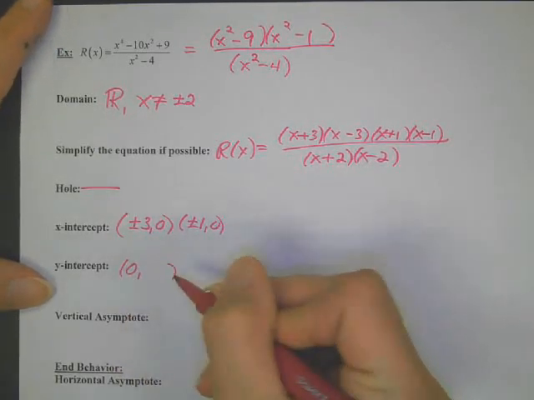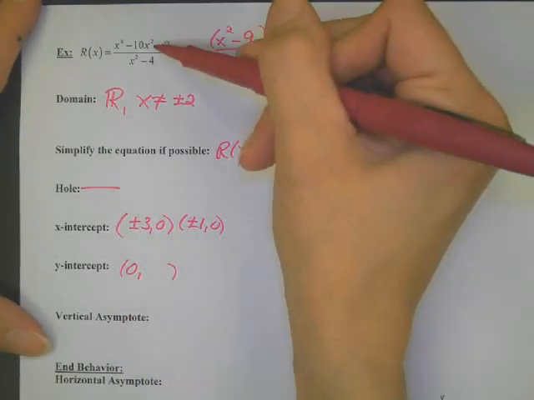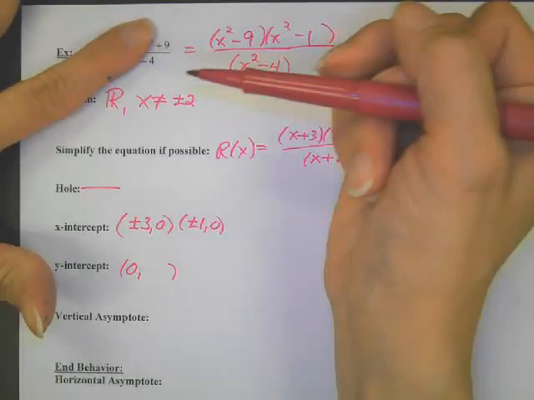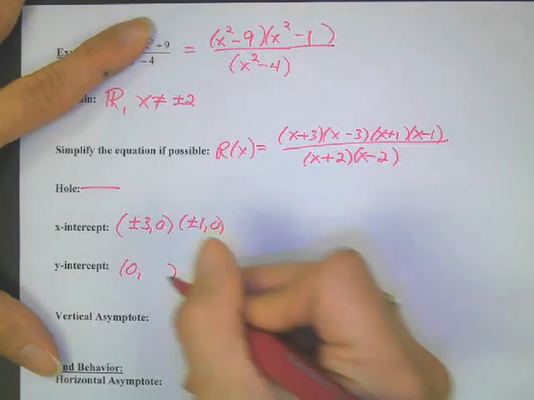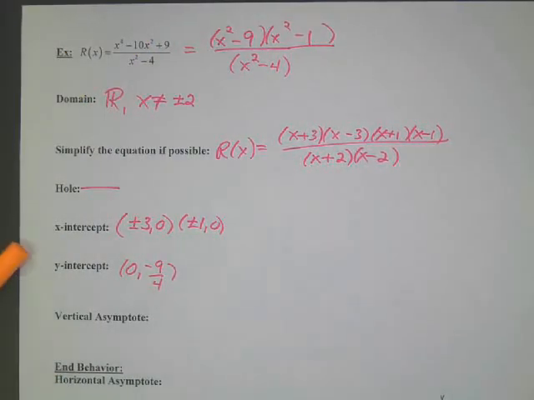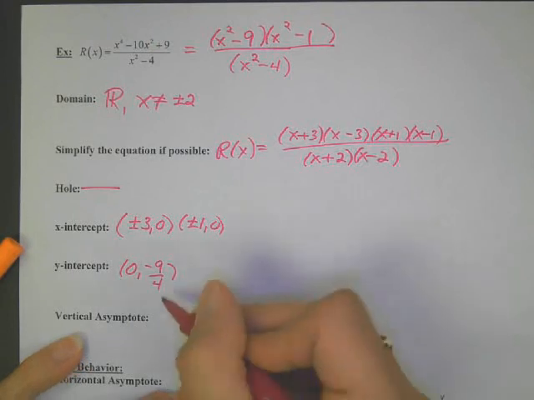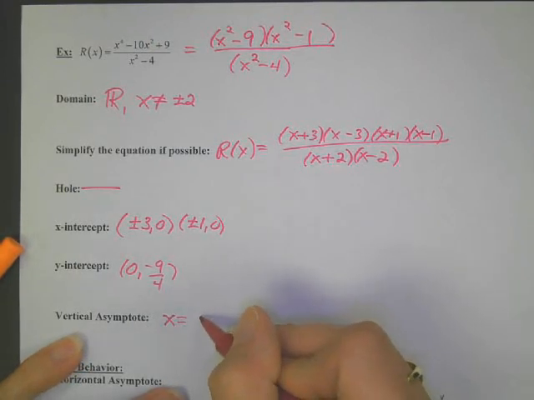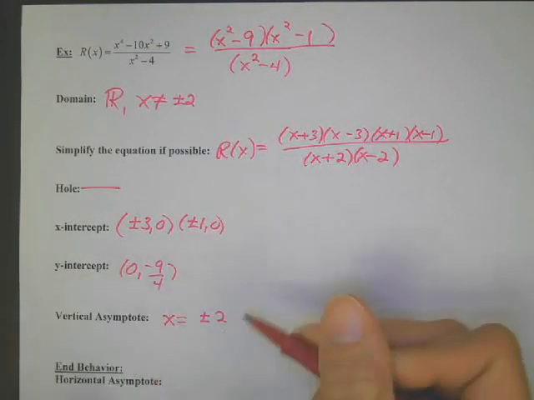Y-intercept: we put 0 for x. I think it would be best to go back to the original. 0, 0, 0 all cancels out, and that makes negative 9/4. Okay, that is looking good. Vertical asymptotes are going to be at plus or minus 2.